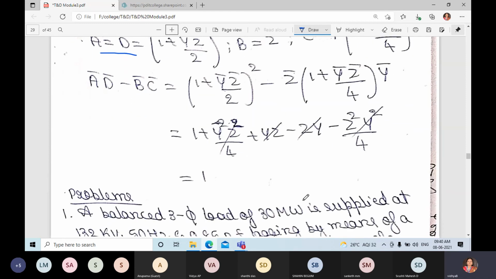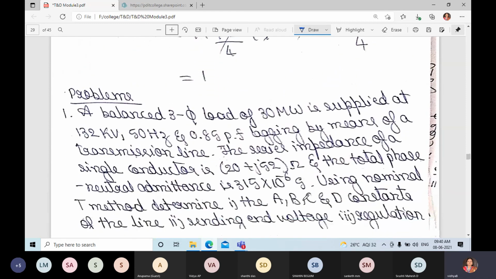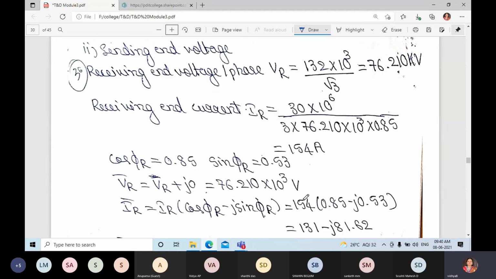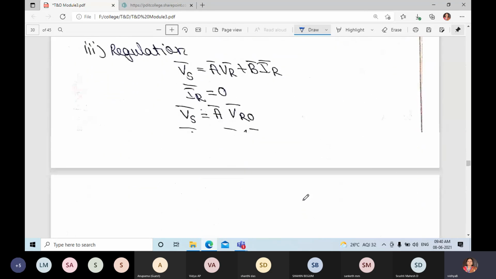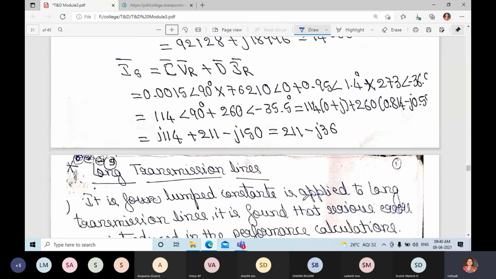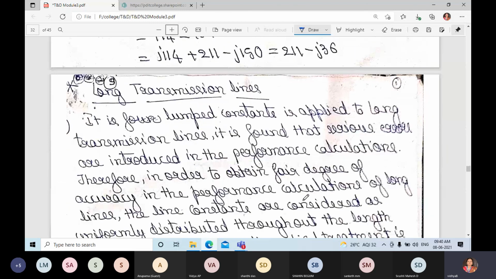In the next class we shall solve problems and also discuss the long transmission line, which is a rigorous method. We have discussed only the short transmission line and the medium transmission line. The topic of long transmission lines is still left, and we shall discuss it in the next class.